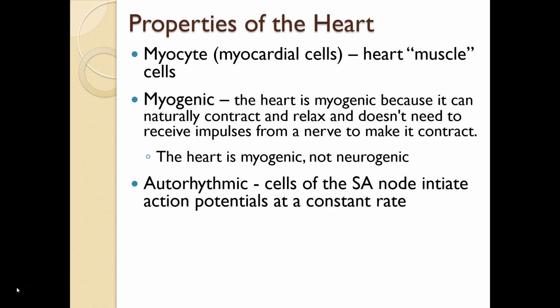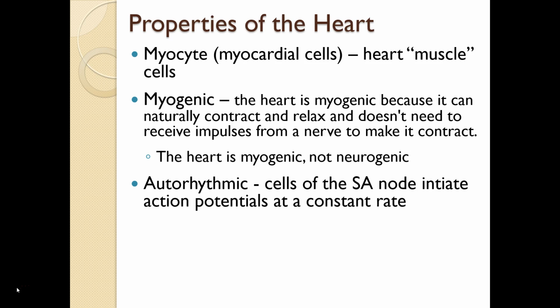So the heart is said to be myogenic. And what that means, in genesis, origin, is that the heartbeat actually originates in the muscle cells themselves. So the heart is myogenic because it can naturally contract and relax and doesn't need to receive impulses from a nerve to make it contract.